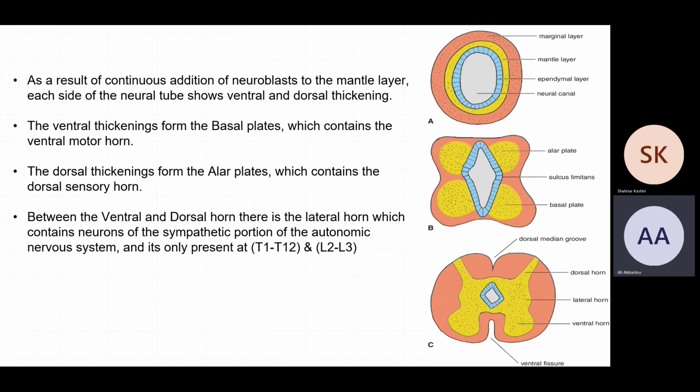And the ventral thickenings will form the basal plates, which contains the ventral motor horn, and the dorsal thickenings form the alar plates, which contains the dorsal sensory horn. Now, between the ventral and dorsal horn, there's the lateral horn, which contains neurons of the sympathetic portion of the autonomic nervous system, and it's only present at levels T1 to T12 and between L2 to L3.